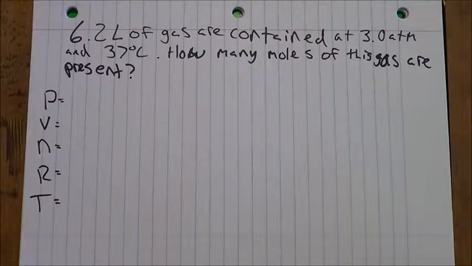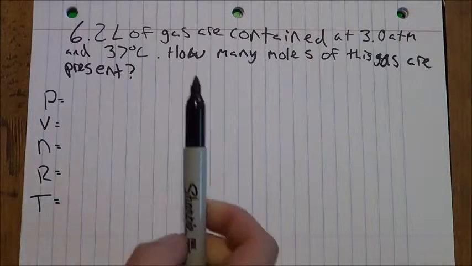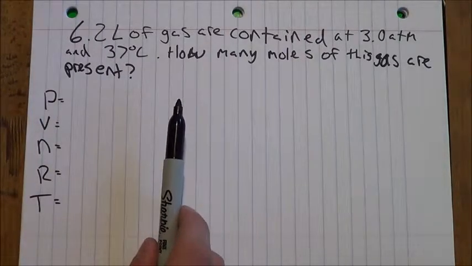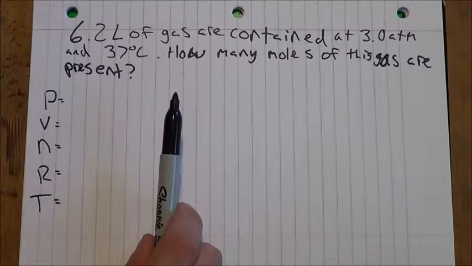Today I'm going to be showing you how to solve ideal gas problems. So here we have our first problem. 6.2 liters of a gas are contained at 3.0 atm and 37 degrees Celsius. How many moles of this gas are present?